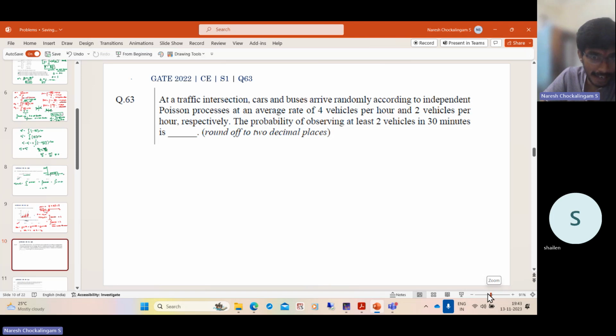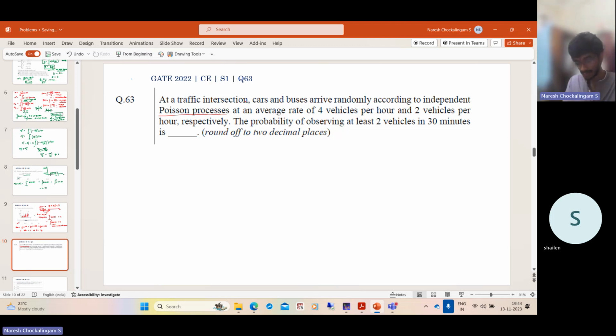Now, it is given that at a traffic intersection, cars and buses arrive randomly according to independent Poisson processes. So this is important. At an average rate of 4 vehicles per hour and 2 vehicles per hour, respectively. The probability of observing at least 2 vehicles in 30 minutes is what? That is what we need to find out.